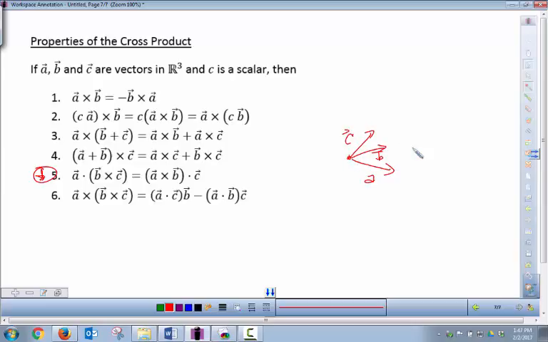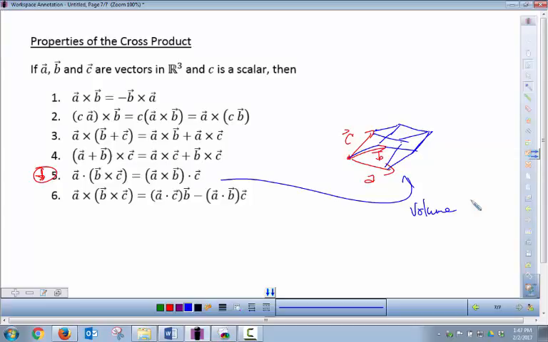So if you have 3 vectors, put them all tail to tail, then this thing will span what's called a parallelepiped, a 3-dimensional slanted cube. And this gives a volume. Not so much, but it's just a good geometric example of something. Another application of the cross product.